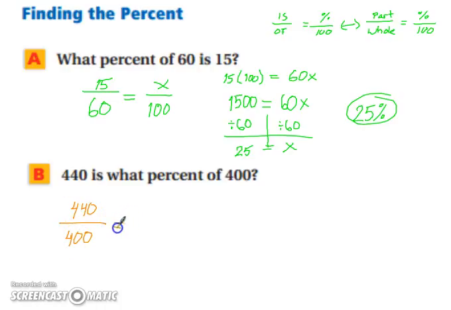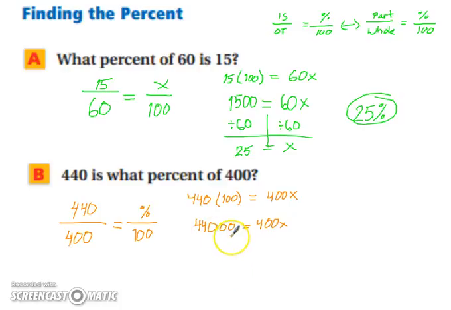Your part to your whole equals your percent over 100. So your percent is what you're trying to find. Well, we have 440 times 100 equals 400, and our percent is our unknown, so we'll replace that with a variable. Just like we did up here, we're multiplying by 100, so we're going to move the decimal 2 places. So we have 440, and we're going to go 2 places, so add 2 zeros. Equals 400x.